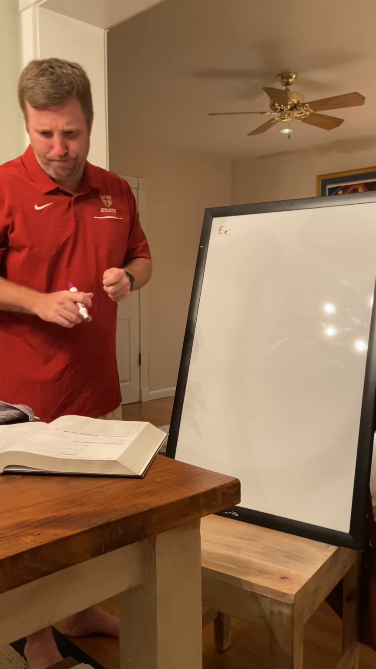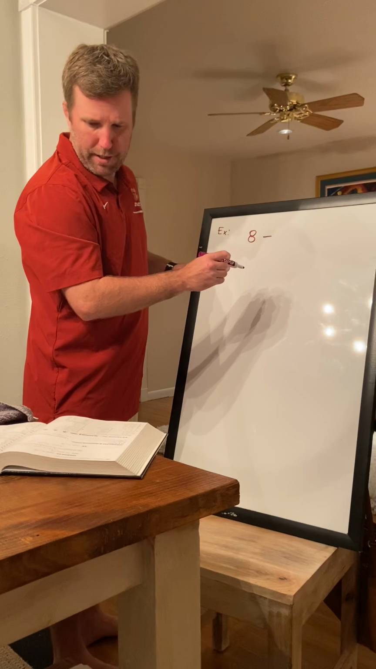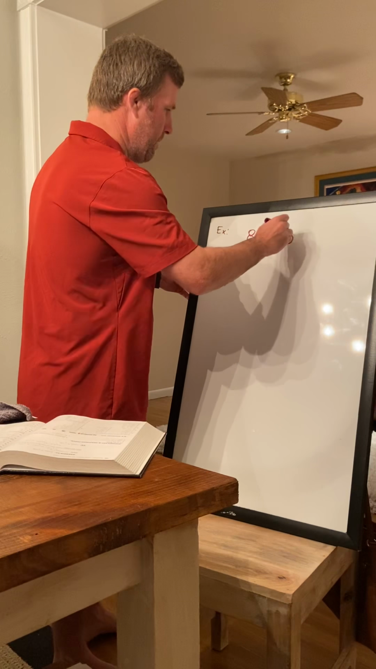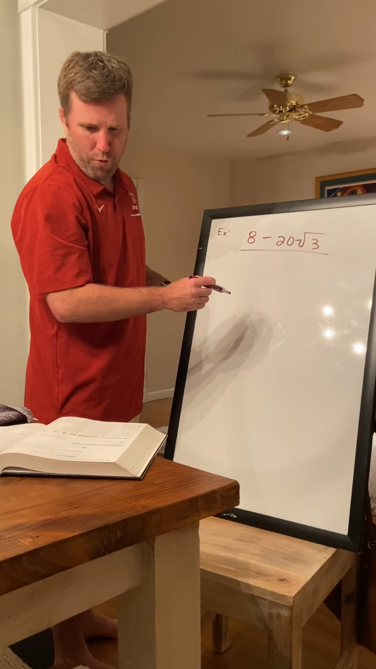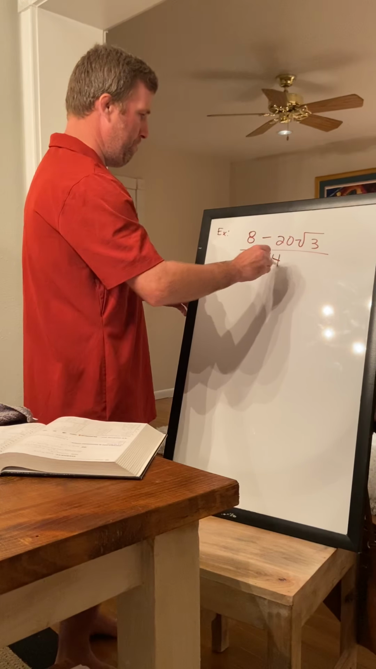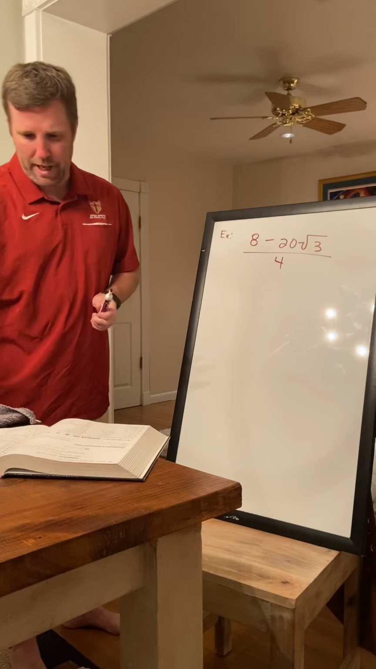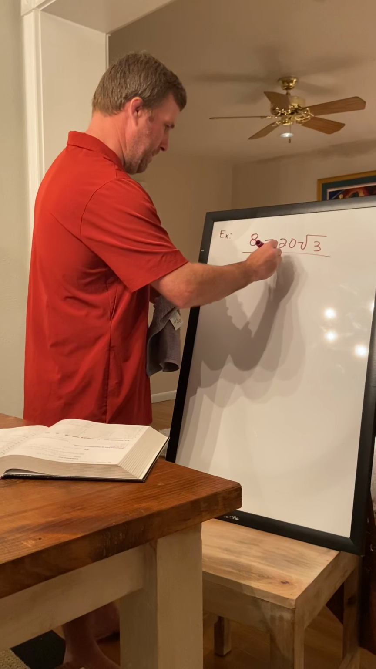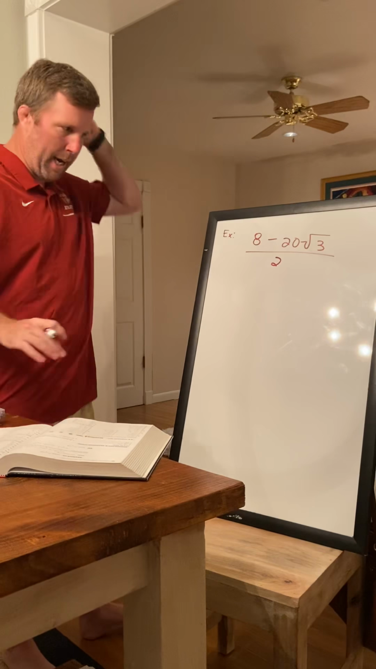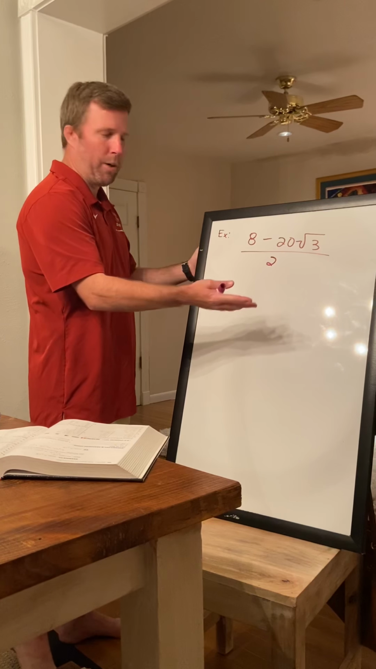Okay, one last one, and then I'll call it quits for the day. Final example. 8 minus 20 times the square root of 3 all over 4. Okay? All right, I'll tell you what, let's change it up a little bit. Let's make it over 2. Let's check it out. There is no radical in the denominator, so I don't need to rationalize it.